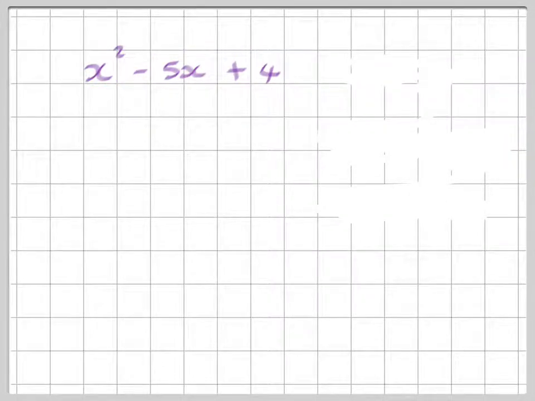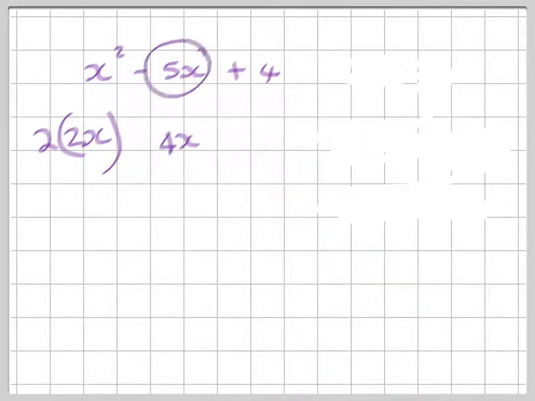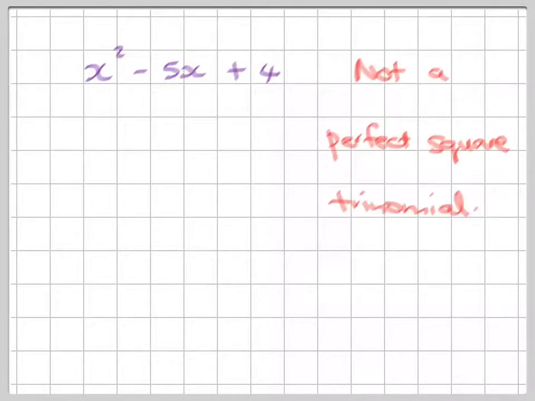Well, let's have a look. Square root of x squared is x. Square root of 4 is 2. And the product of them is 2x, and it's twice the product, so that would be 4x. And this is 5x. So guess what? This does not satisfy our requirements, so it is not a perfect square trinomial.